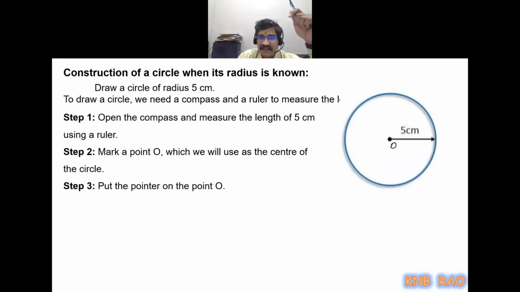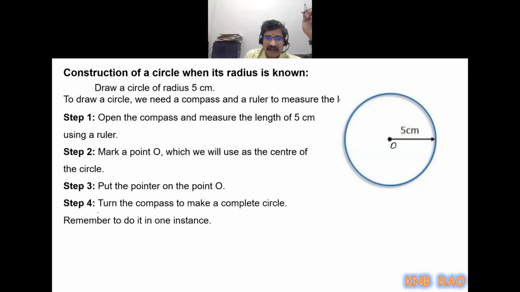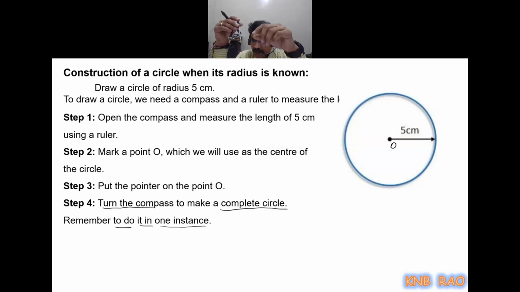Then this is the procedure of doing a circle. It's known to you all, children. It's not a new thing. You already know. Turn the compass to make a complete circle. Remember to do it in one go. If you stop and restart, sometimes you will shake it, or you will change the location of the pointer. So that's why you try to do it smartly in one go.